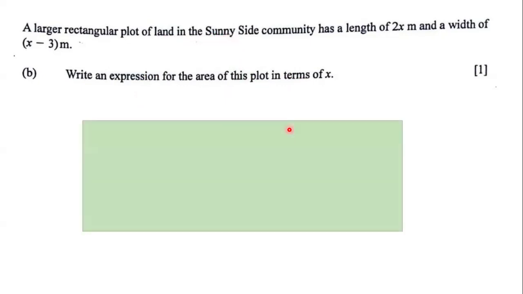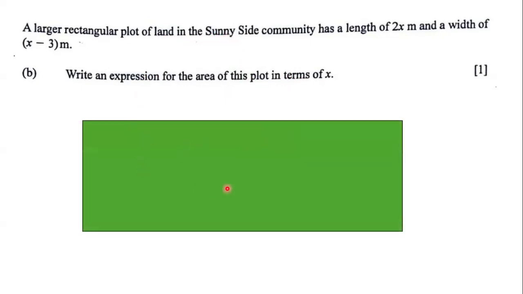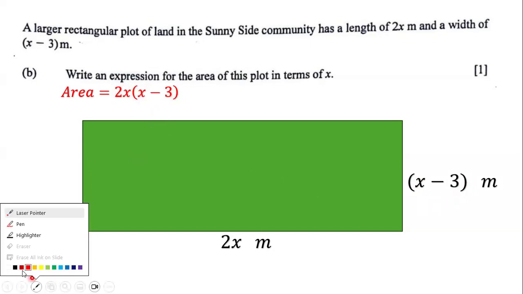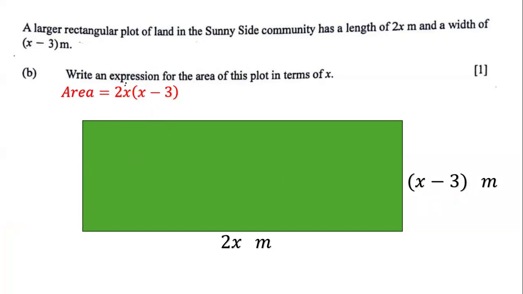So it is a rectangular plot of land, and it has a length of 2x, and it has a width of x minus 3 meters. Now, what's the formula for the area of a rectangle? It's going to be length times width. So we take the length and we multiply it by the width. And what we're going to do is distribute. So we take 2x and we multiply it by x, and then we take 2x and we multiply it by 3.